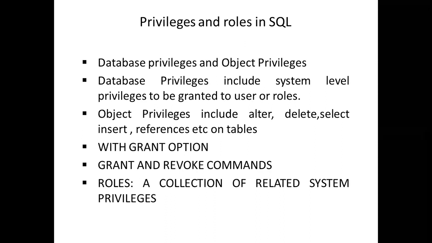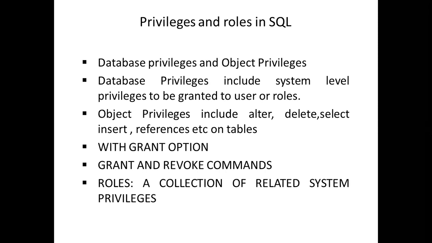So how many object privileges are there? You can write, we have a select privilege. Select would mean that the user can only view the data. Then insert, delete, and update privileges. You know it by name: insert, update, delete, alter. Then index, then references, then all. All would mean whatever privileges are there, everything is available to the user on a particular table.